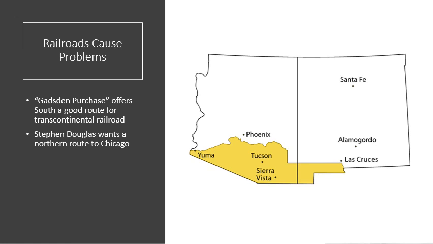However, Stephen Douglas, a senator from Illinois, wants to take a northern route with the Transcontinental Railroad. He wants the Transcontinental Railroad to go to Chicago because this would greatly benefit Chicago. So the idea of where the railroad is going to go complicates matters even more.